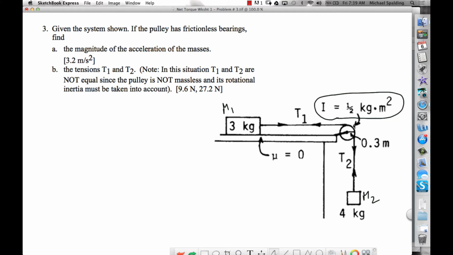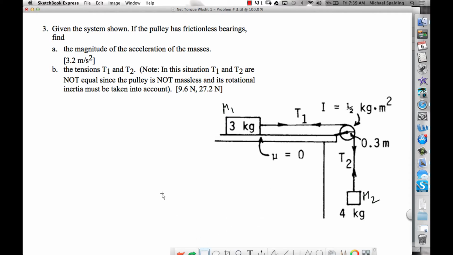Which means which torque is going to be larger? The torque from T2 or the torque from T1? The torque from T2 is going to be larger in order to get that pulley spinning, to get it rotating, accelerating. Okay, so this problem requires 3 free body diagrams.